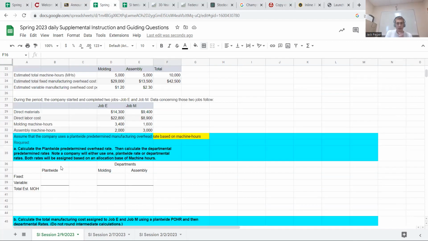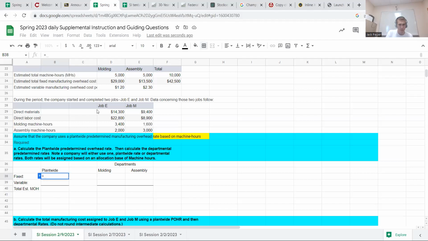So we'll always read the problem first. We can assume the plant-wide manufacturing overhead rate is based on machine hours. That's great. And then plant-wide, both rates will be of machine hours. Okay, so we know everything's going to be based on machine hours. So what we can do is we already know the fixed because it's given. So for the plant-wide department, the total fixed manufacturing overhead is 420,500.